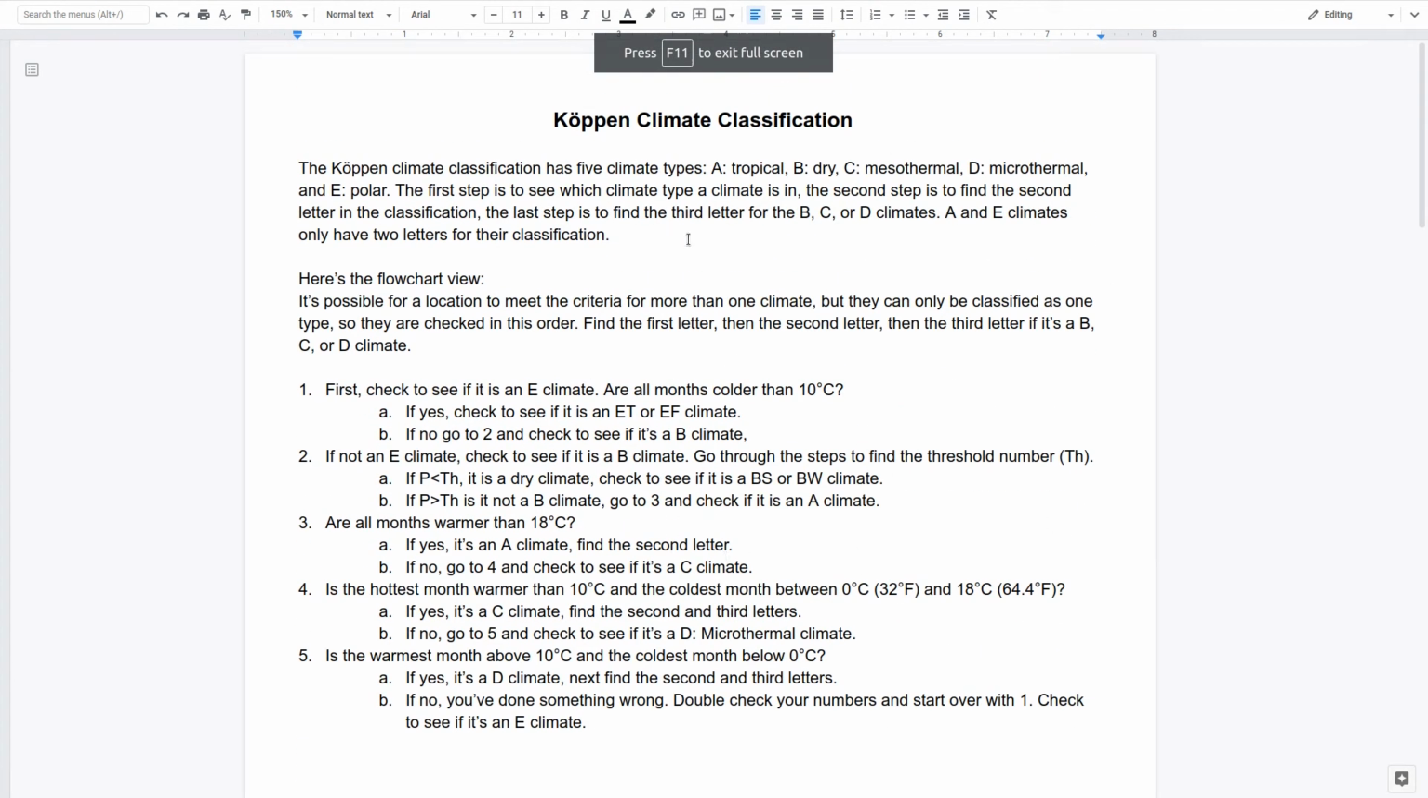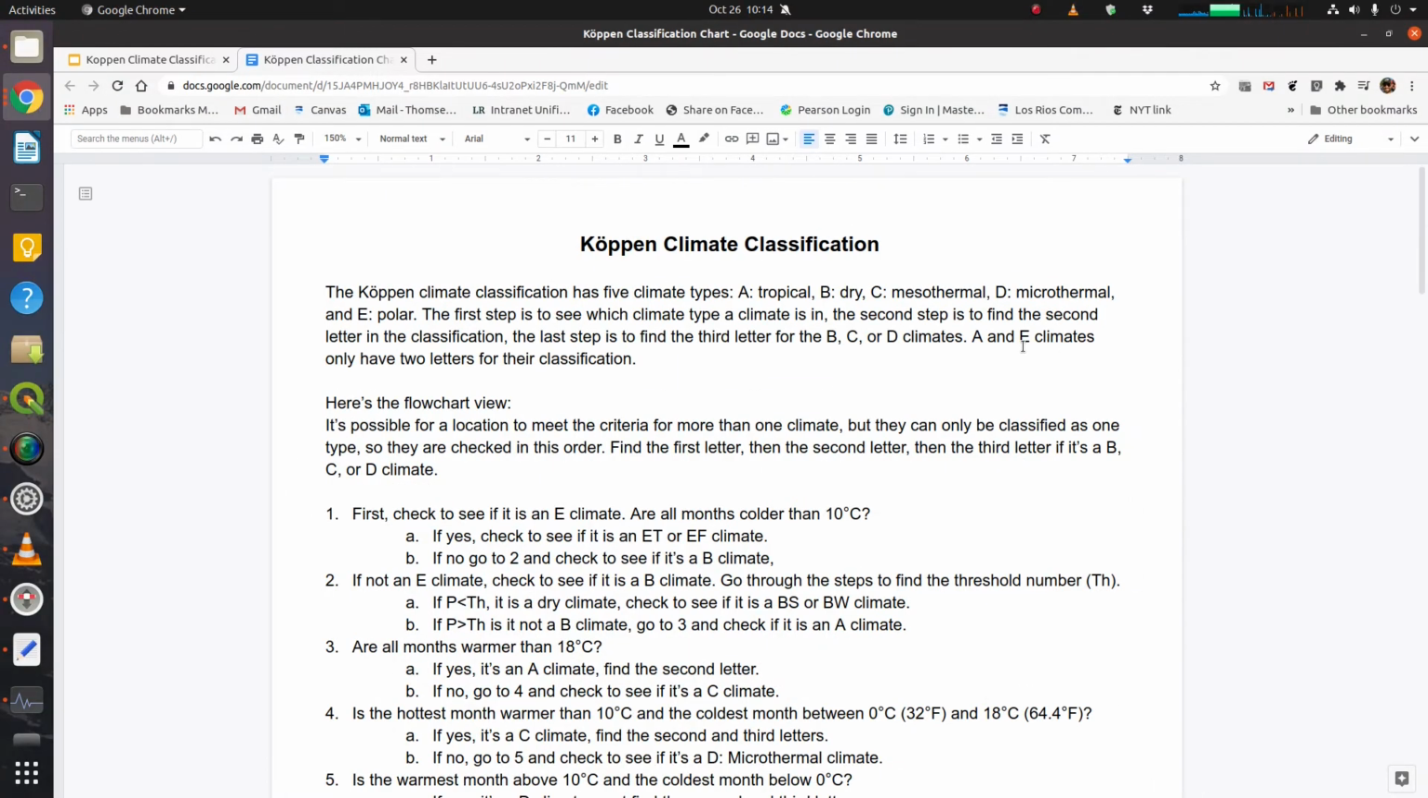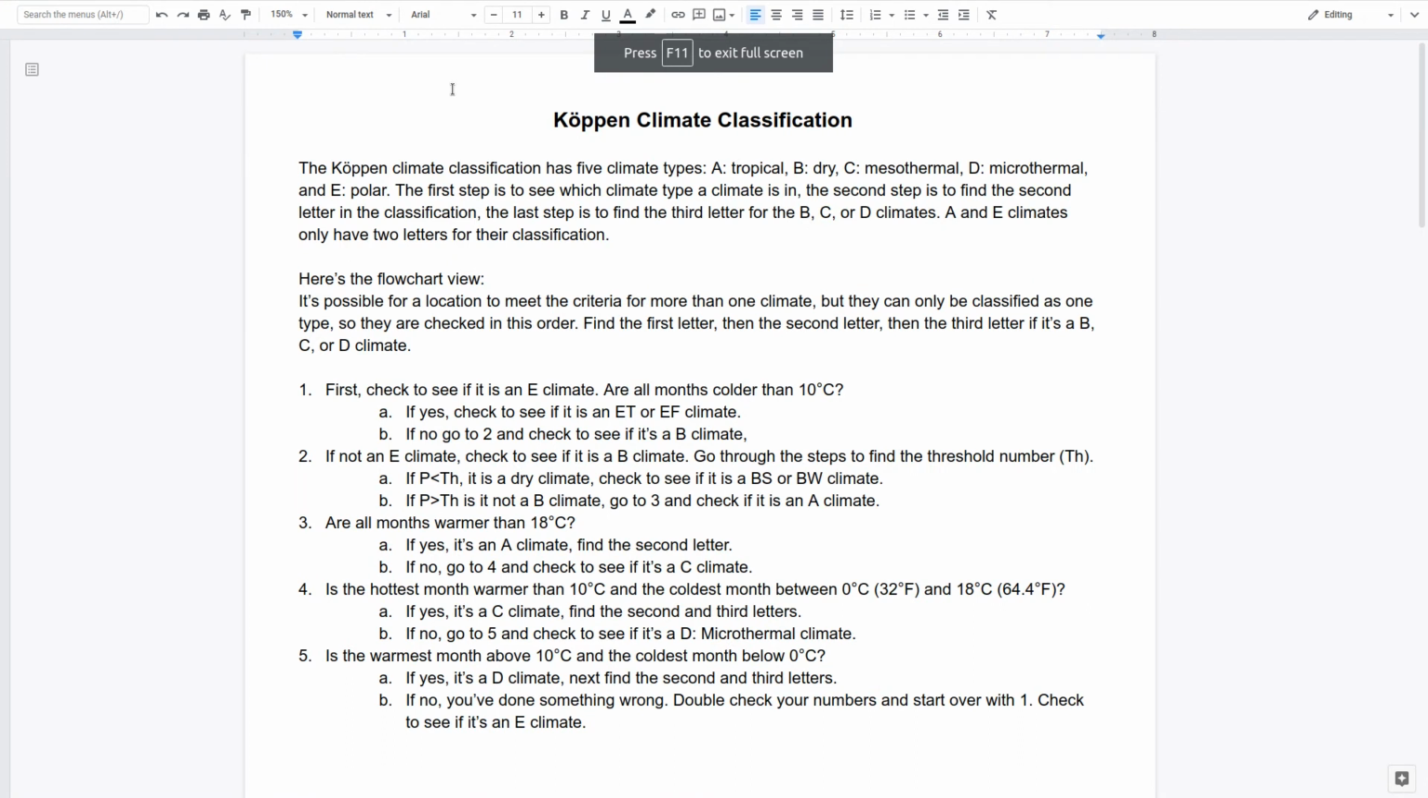So this is the Köppen climate classification worksheet for our class. I'm going to put a link to it in the body of the video, because I really think it would help you to have it open and go through it at this time. So boilerplate, it's got the 5 climates: tropical, dry, mesothermal, microthermal, and polar. And it's a flow chart.